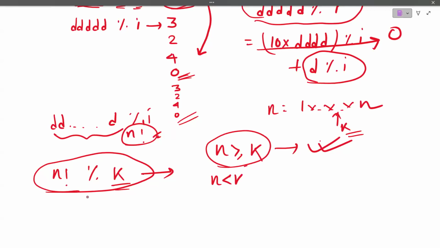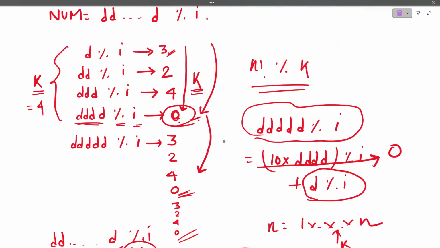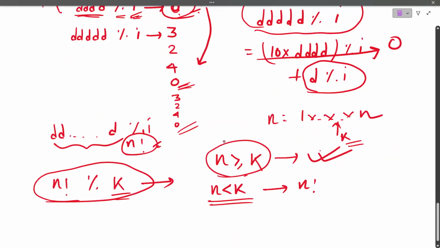But if n is less than k, what you can actually do is compute n factorial. Why so? Because this value of k is not large. Think about this: with this repeated modulo, this value of k would never exceed I. I will explain why this value of k is small. And since k is small and n is less than k, you can actually compute n factorial and check this.